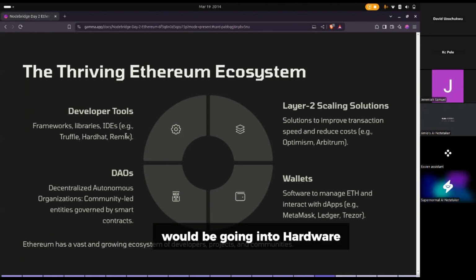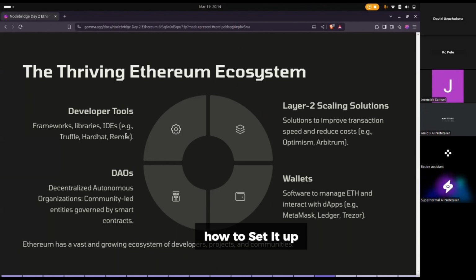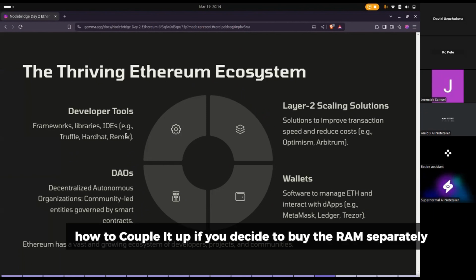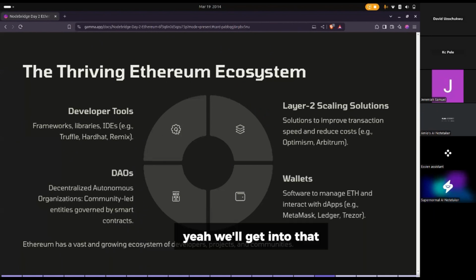We'll be going into hardware, turning on our cameras, showing you the nodes, the hardware, how to set it up, how to couple it up, if you decide to buy the RAM separately or the CPU separately and do all that fancy stuff. Yeah, we'll get into that.